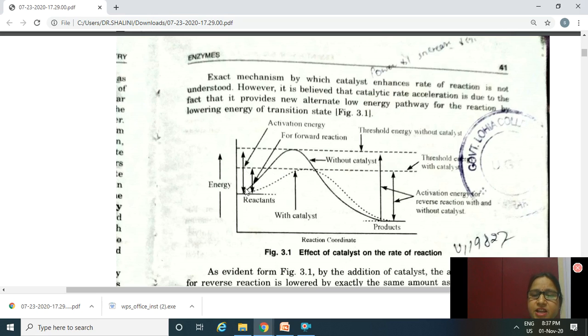here what the catalyst does. Here is the activation energy for the reaction to occur, that is, the energy required for the reactants to convert into the products. This is the original energy.